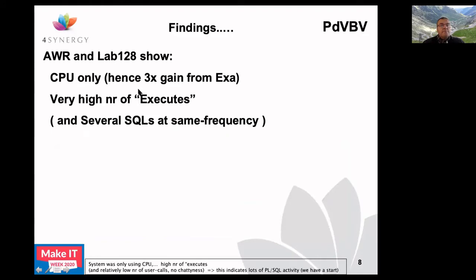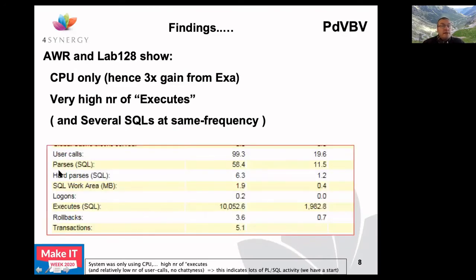So we found a CPU problem, so we could get a 3-time gain from the Exadata, but not more than 3. So we went from 30 seconds to 10 seconds. We had a very high number of executes, and we had an awful lot of SQLs at the frequency of like 1 million per hour and numbers like that. We had very few user calls, 99 user calls per second. We had a reasonable number of parses, that was okay. Now, the one that stood out was the executes of SQL. We had 10,000 SQL executes per second.